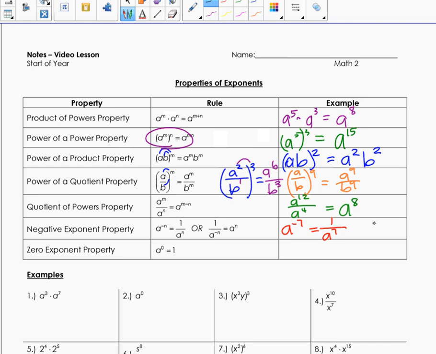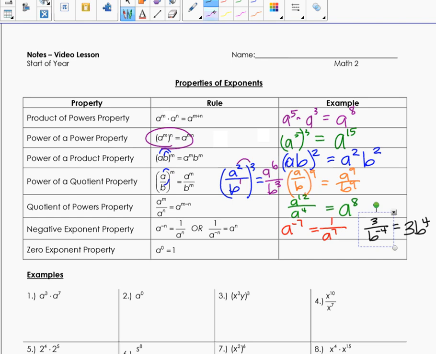And then let's say you had 3 over b to the negative 4th. To make that positive, the 3 stays where it is, and you're going to move b to the 4th up in the numerator. Since the 3 is already in the numerator, it's just 3b to the 4th.